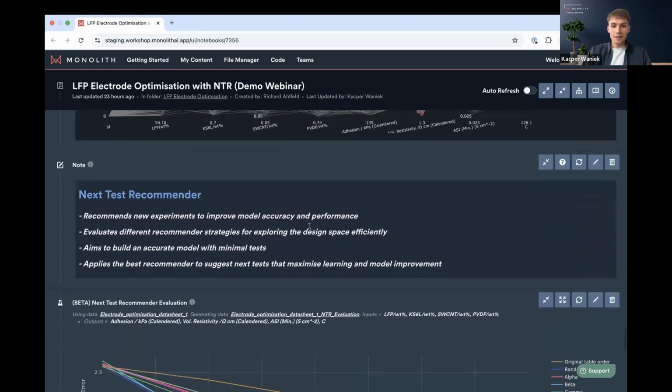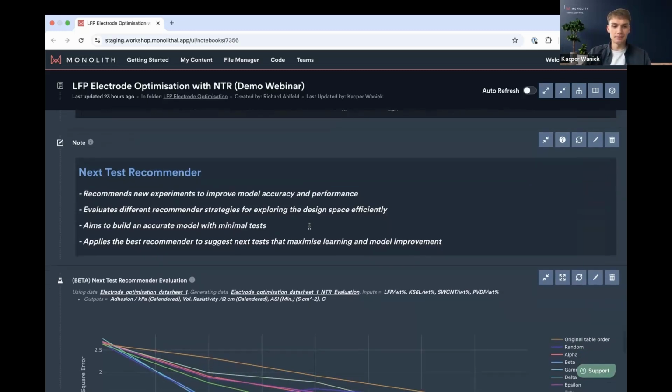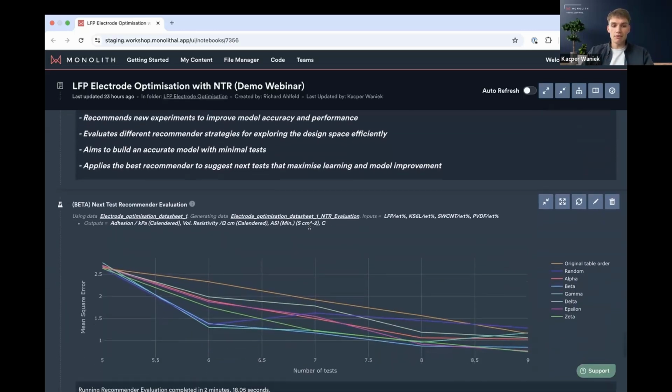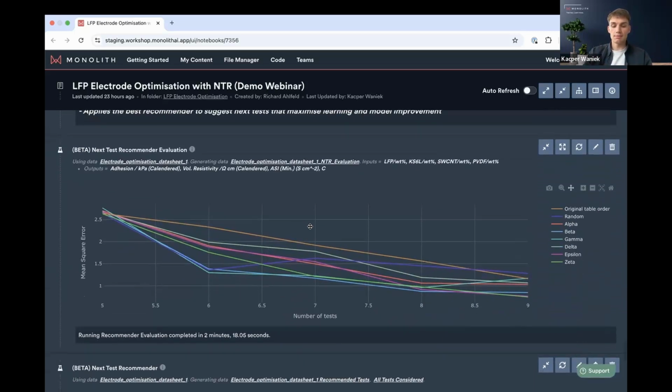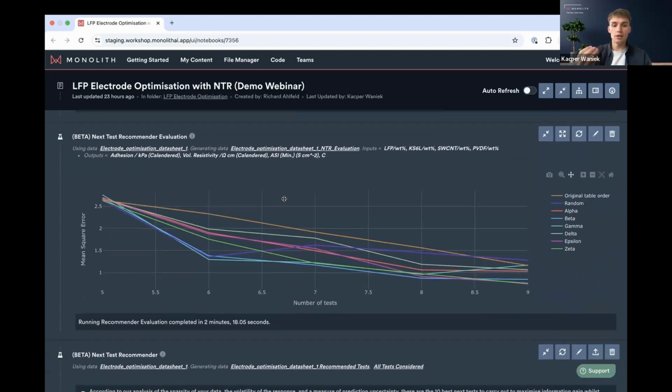So once we've built and optimized our model, the natural next question is, what should we test next? And this is where Monolith's next test recommender comes in. It intelligently suggests the next set of experiments to run, not just randomly, but in a strategic, data-driven way. The platform evaluates different recommender strategies, which we will see in this graph here, to determine which one explores the design space most efficiently, helping to close knowledge gaps and reduce uncertainty in the model.